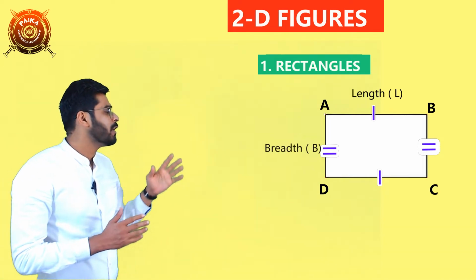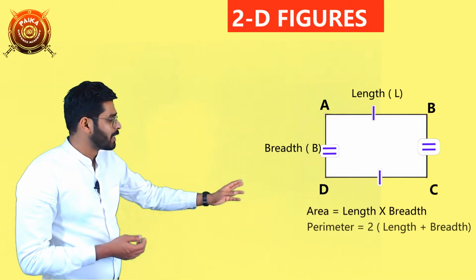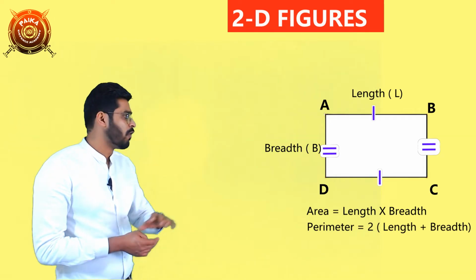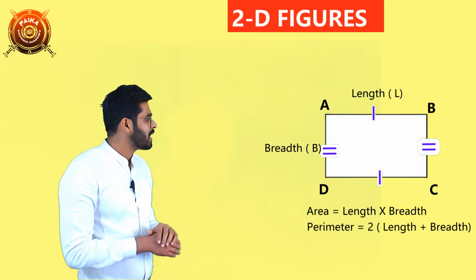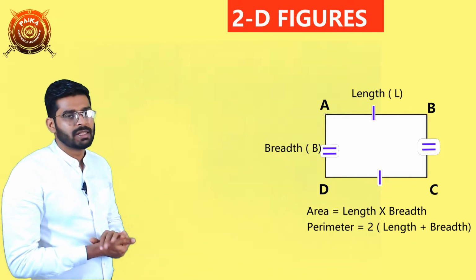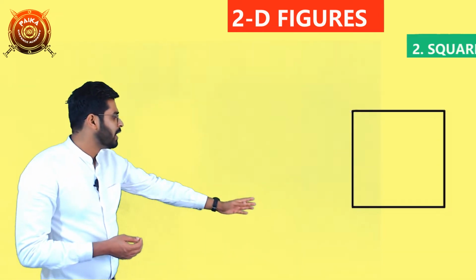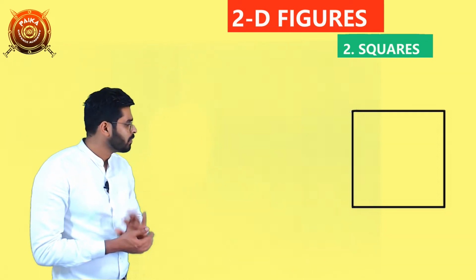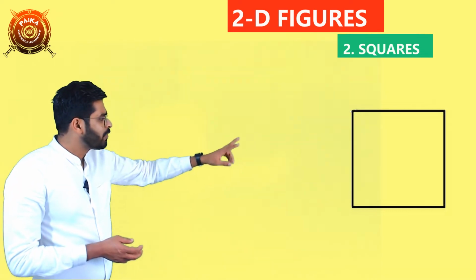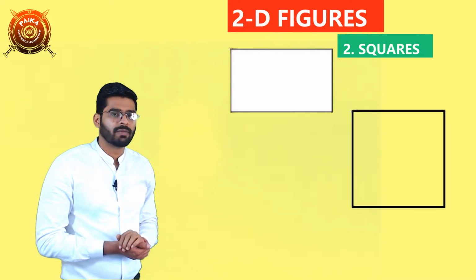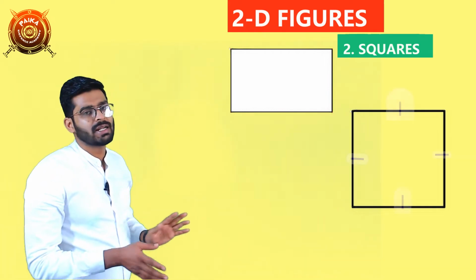Okay. Now students, if you have to find out the area of the rectangle, then the formula is length into breadth, and the perimeter of this rectangle will be 2(L plus B). Okay. So students, these are the important formulas that we have discussed in our previous classes. Now the second figure we have, as you can see on your screen, is called a square. Okay. Now you can see the difference between a rectangle and a square: in a rectangle only opposite sides are equal, but in a square all sides are equal.